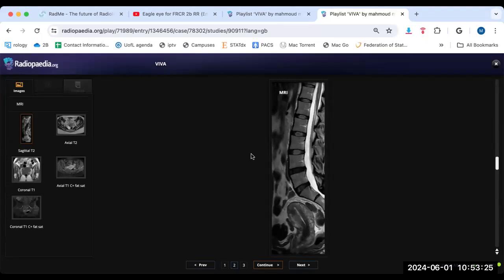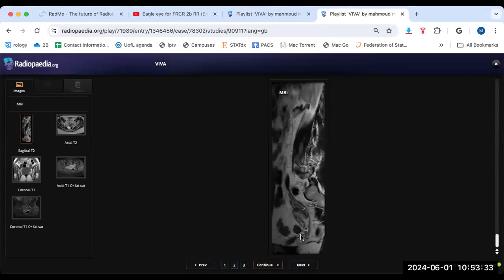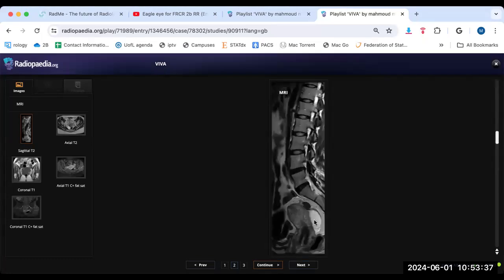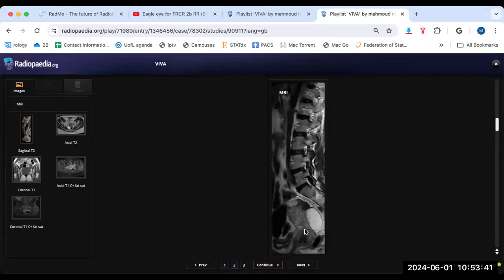Okay. So I can see there are mild disc lesions at L4-5 and L5-S1. I can also see a fluid-filled structure adjacent to the uterus. It's probably within the adnexa. I'll be looking at the axial cuts.